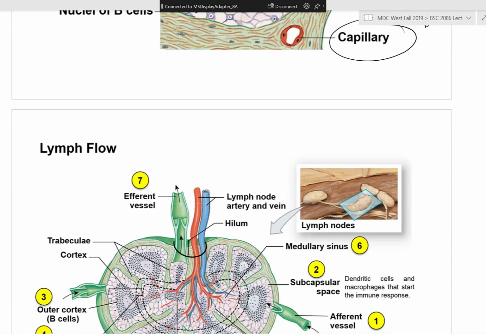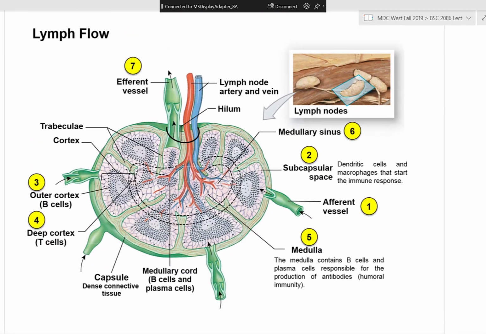That comes with it. And here is the order of the lymph flow. So number one, afferent vessels. So lymph comes in again through these pebbles that are in there. You have attached B cells on the outer cortex, and from there it goes to the subcapsular space, where you have other types of cells such as dendritic cells and macrophages.